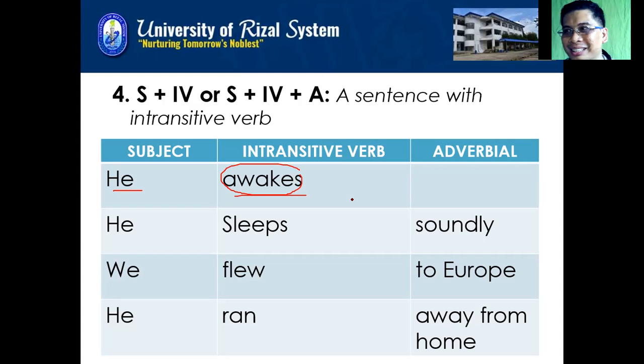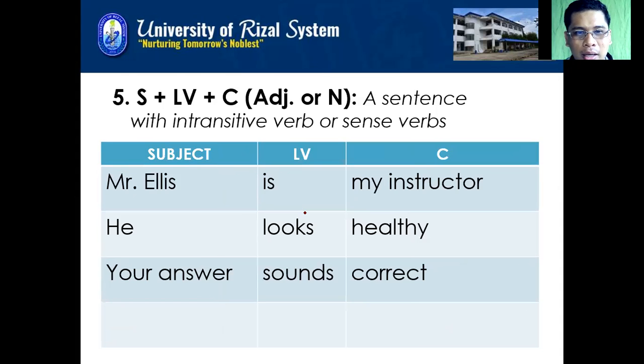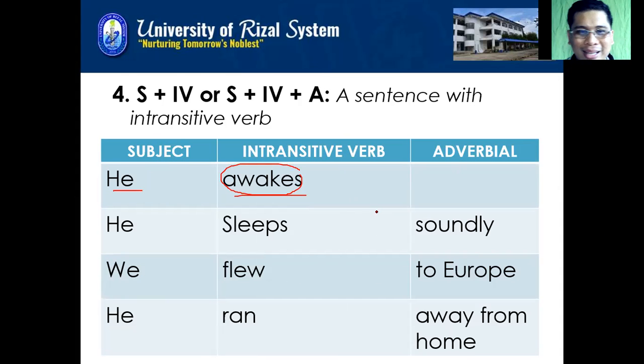He awakes what? He awakes who? Wala namang sumasagot sa dulo, di ba? So, he awakes. Okay, he jumps. He runs. He swims. Ayan. Okay, next. He sleeps soundly. He is our subject, sleeps, which is our verb, soundly, describing how he sleeps.